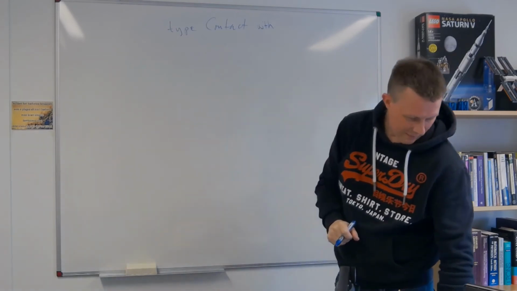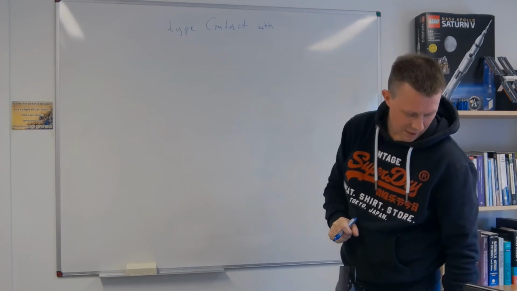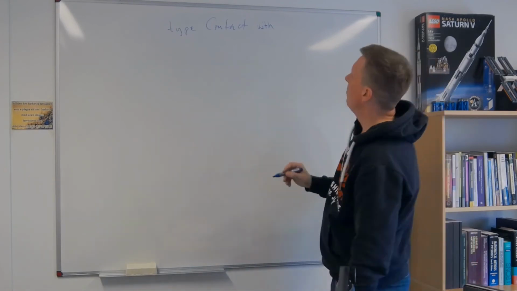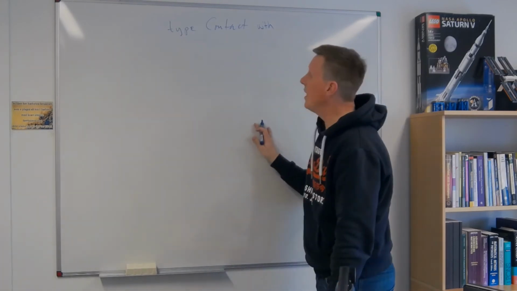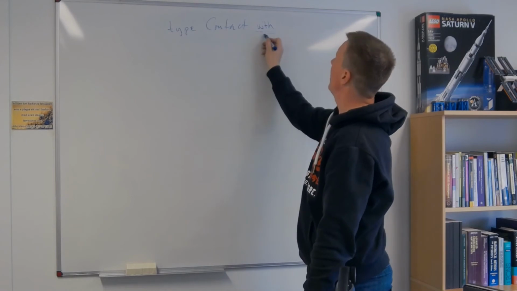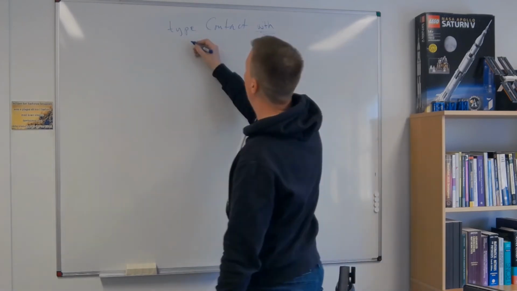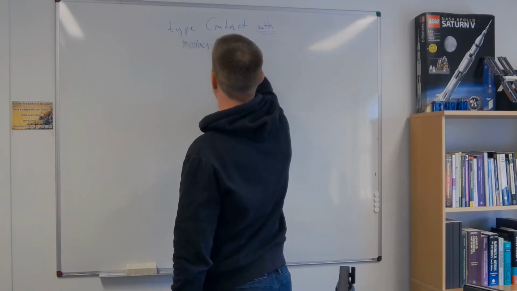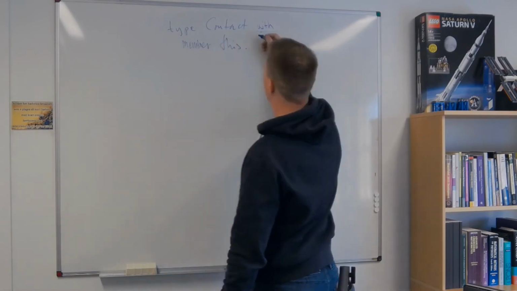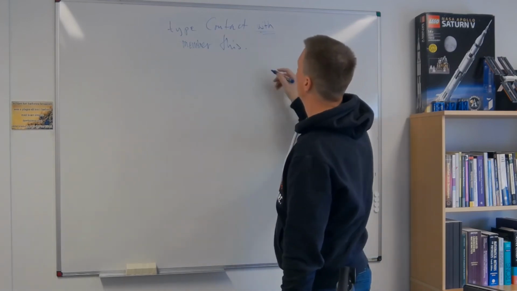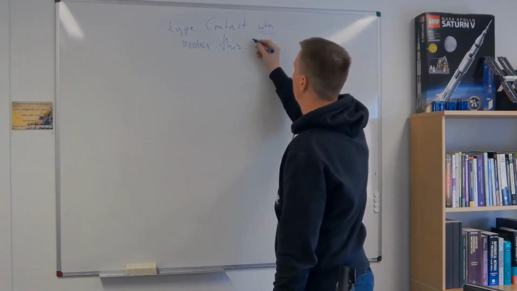Let's see, so I don't write anything wrong. Oh yeah, this is it. So instead of saying type contact equals something, I say type contact with. So this is the key thing here. And now I can say member this, and we can have a function, what should we call it?